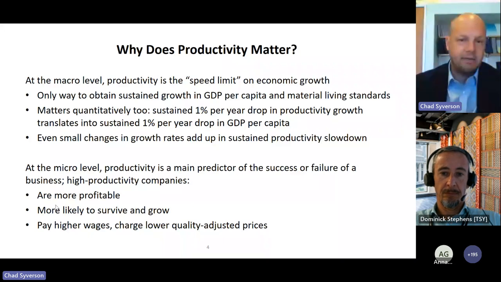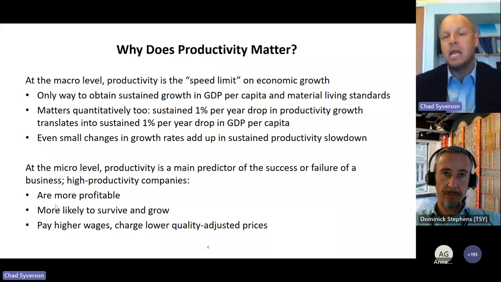It matters quantitatively too. It's about one for one. So if you have a sustained, say, 1% per year drop in productivity growth, you can expect a sustained 1% per year drop in GDP per capita. Okay, 2% would be 2%, and so on and so forth. So it really is the speed limit on economic growth per capita.